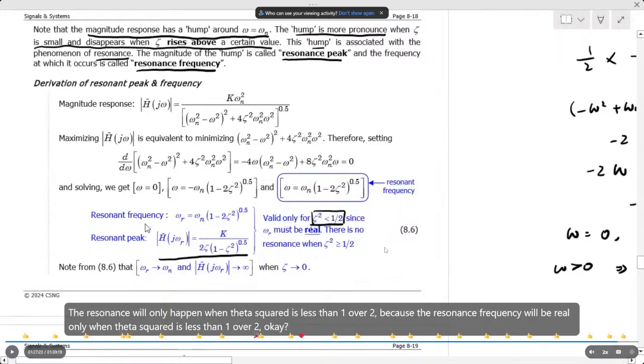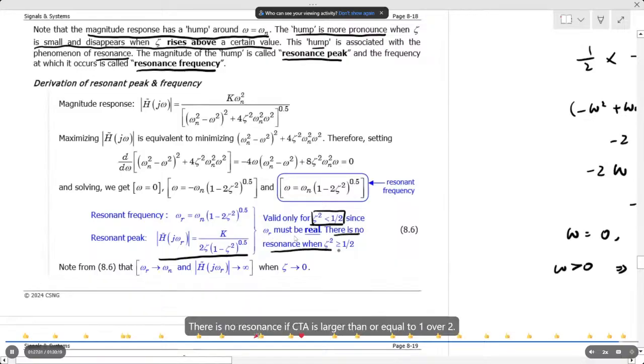will be real only when theta square is less than 1 over 2. Okay. There is no resonance if theta is larger than or equal to 1 over 2.